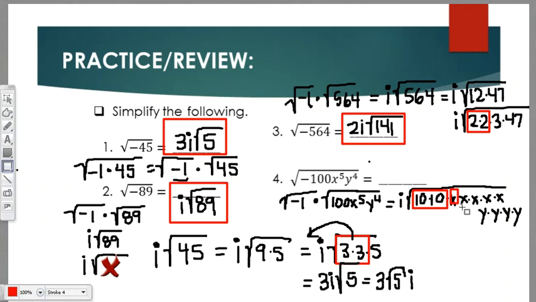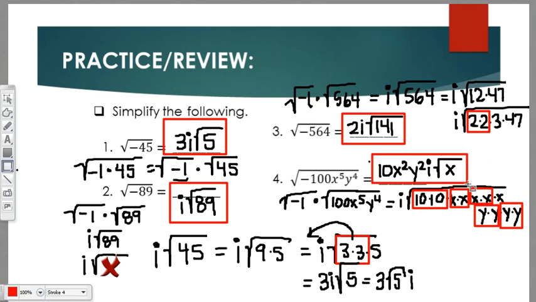Pair of 10s, pair of x's, another pair of x's, pair of y's, another pair of y's. So you've got a lot of things coming out, so be careful. Make sure you have them all. I'm going to have 10, and then 2 x's, which is the same thing as x squared, 2 y's, which is the same thing as y squared. Don't forget the i. And then what I have left on the inside is just this lonesome little x that didn't end up having a pair.